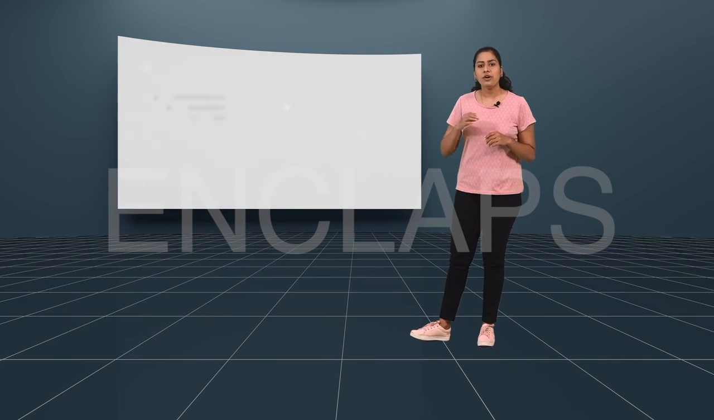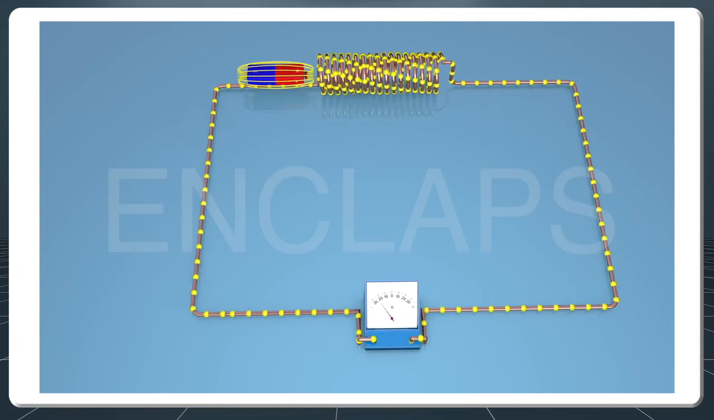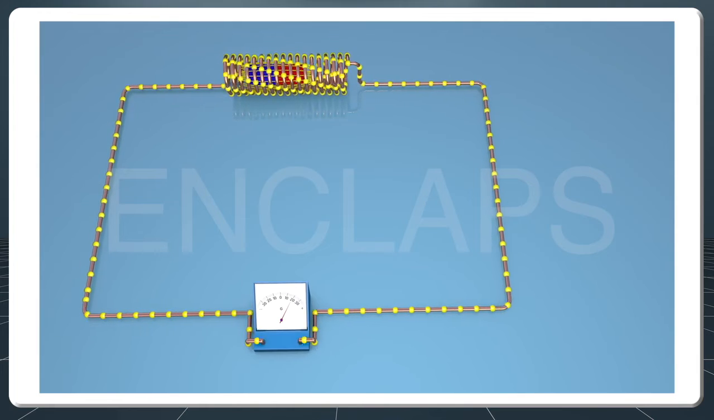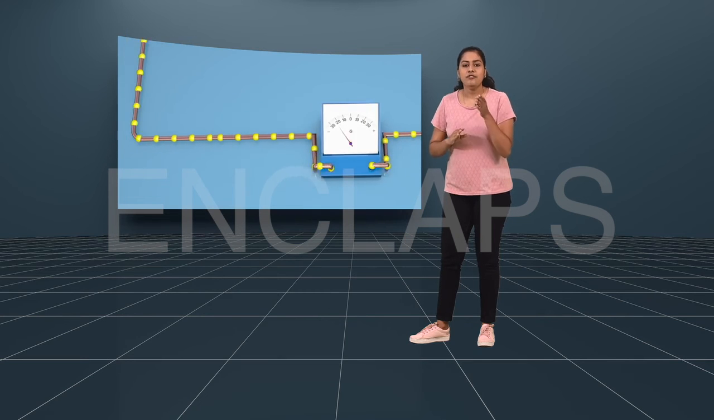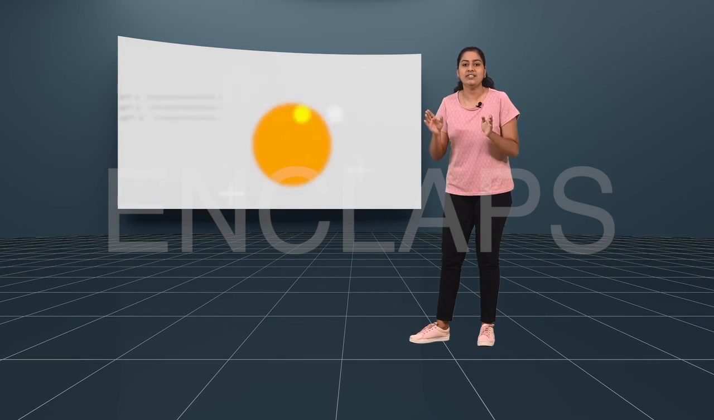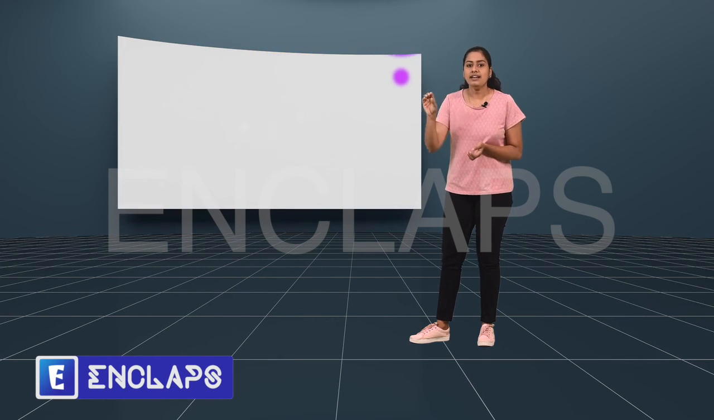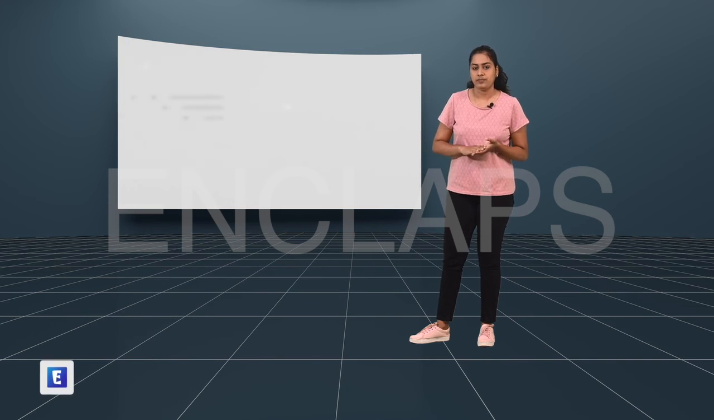Now, what happens if we keep the strong magnet stationary and move the solenoid in and out? We can see that the deflection of the needle is very large compared to all the activities we have done before. This indicates that the current induced is higher on moving the solenoid faster.